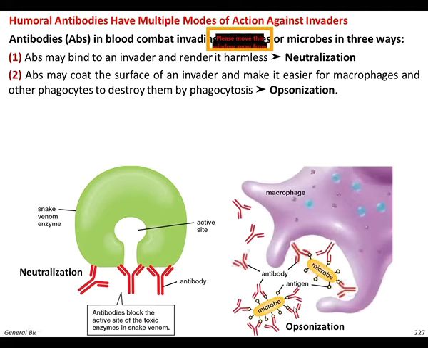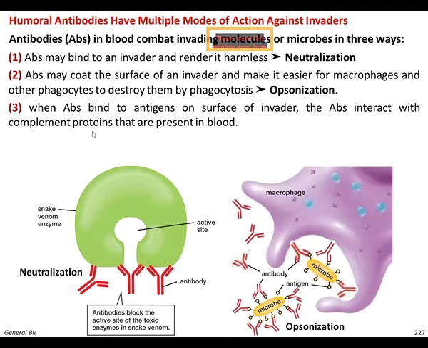In other cases, the antibody can coat the microbes because it recognizes the antigen on the microbes. The process of coating of the microbes is called opsonization. And this process of coating is very helpful for macrophages to engulf the whole microbe with the coated antibody. So actually, in opsonization, the antibody facilitates the process of phagocytosis.